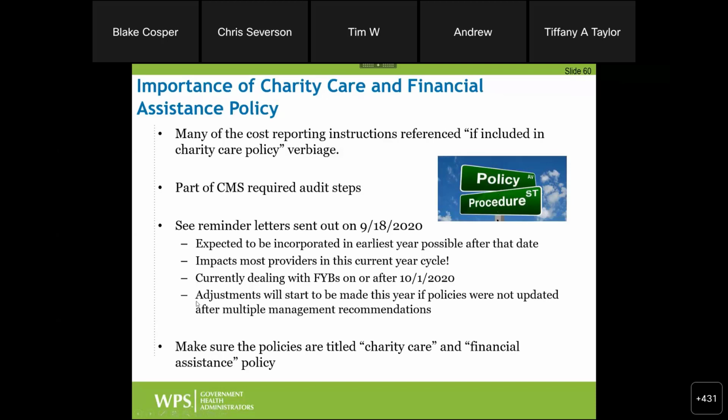The other thing about this, not maybe as important, but the policy should be titled clearly charity care, financial assistance. CMS has kind of hit us on that in the past. There were some subsidiary type policy, if you will, that maybe supported a charity care, but it was something completely separate. They want it to be in these policies. So that's what I want to mention there.